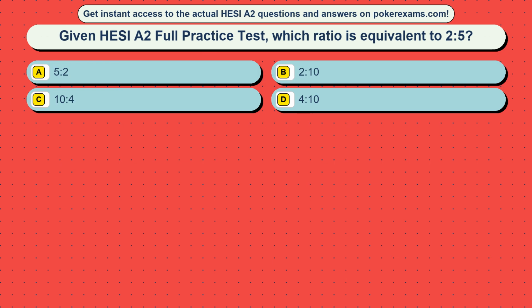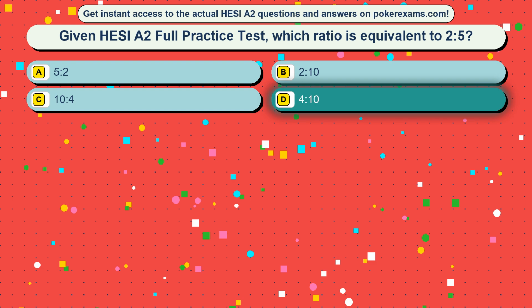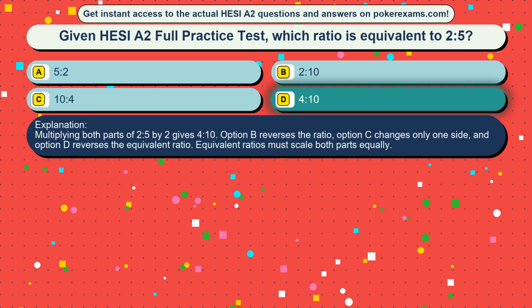Question 38. Given HESI A2 full practice test, which ratio is equivalent to 2:5? Option A, 5:2. Option B, 2:10. Option C, 10:4. Option D, 4:10. The correct answer is option D, 4:10. Multiplying both parts of 2:5 by 2 gives 4:10. Option B reverses the ratio, option C changes only one side, and option A reverses the equivalent ratio. Equivalent ratios must scale both parts equally.